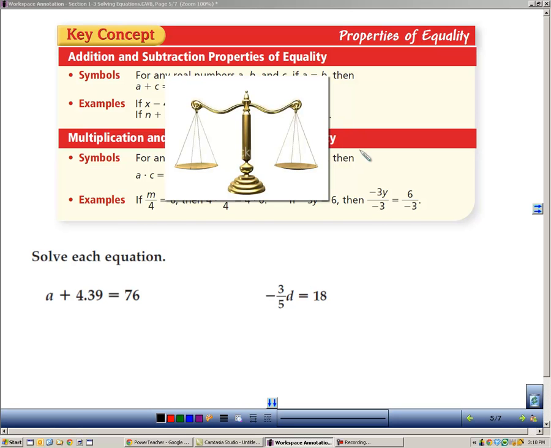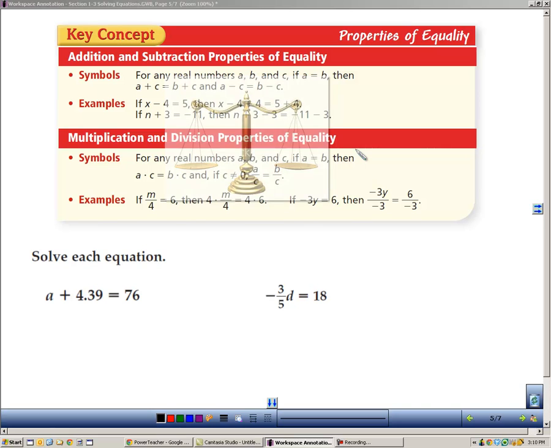It's like balancing the scales. An equation has to remain balanced. The left side and the right side have to constantly be the same. So whatever you do to the left side, you also have to do to the right side in an equation. Let's illustrate that here with some examples.